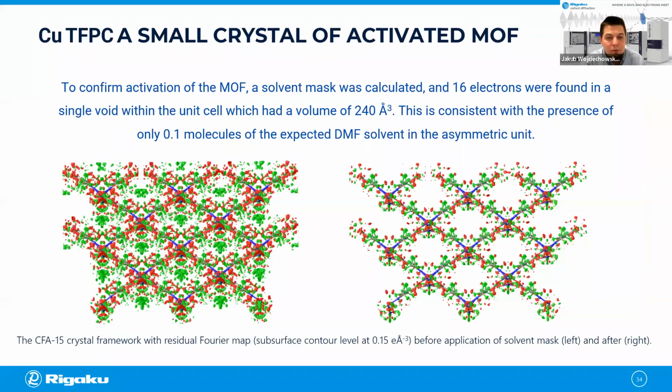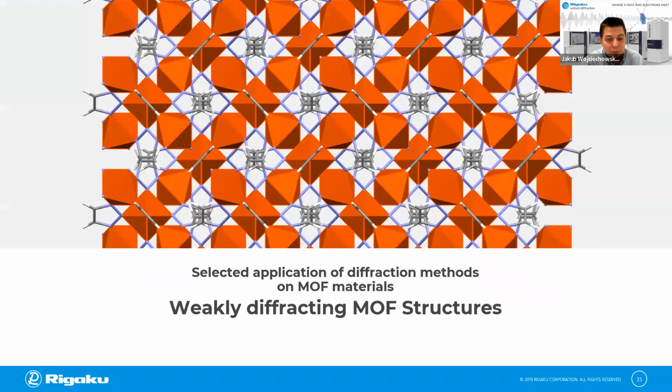But yeah, it solves, and I could easily show by using a squeeze mask or bypass in OLEX to check if the DMF is still there in that crystal structure or not, because I've seen some very low level residual density in the Fourier map. But just to be sure, I can easily say that it was activated, because the amount of electrons is not significant enough to call it a different molecule.